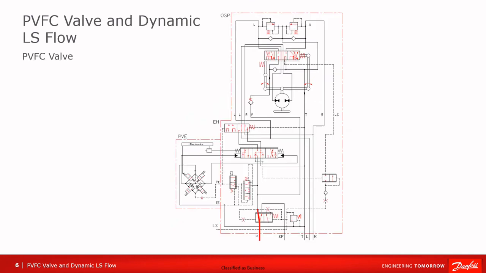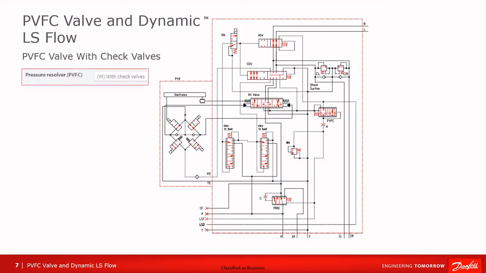The PVFC valve is used to resolve between the dynamic flow coming from the dynamic orifice of the priority valve and the static flow coming from the EH valve. When the pressure in the LS line is greater than that in the line from the EH valve, then the PVFC valve will shift to the left until the pressure from the EH valve pushes the PVFC valve back to the right. The pressure will then build back through the LS line until it reaches the priority valve, pushing it to the left and allowing more oil to enter.